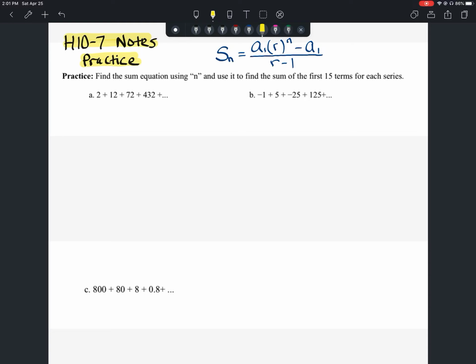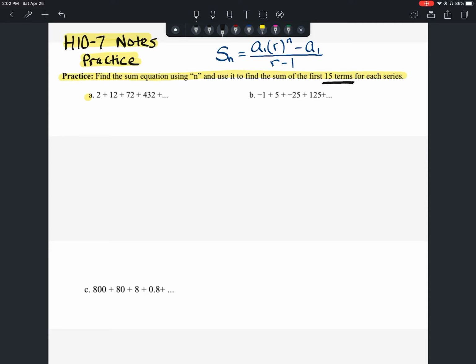If you need additional help, please make sure you reach out to one of your teachers to help you. The directions here state practice. It says find the sum equation using n and use it to find the sum of the first 15 terms for each series. Okay, so with this one here, letter A, we have 2 plus 12 plus 72 plus 432, and it says dot, dot, dot. But remember, this has told us that we're finding the sum for the first 15 terms.